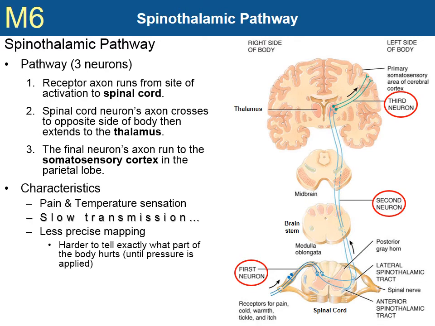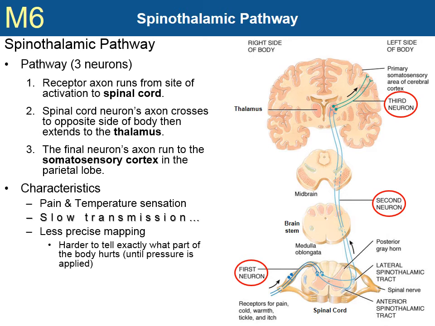Characteristics of the spinothalamic pathway. First, it's carrying pain and temperature sensations. Second, this is the slow transmission pathway. Right? Pain and temperature, these, even though the A delta fibers were referred to as being faster fibers, they're only faster than the C fibers. They're still not as fast as the DCML fibers.